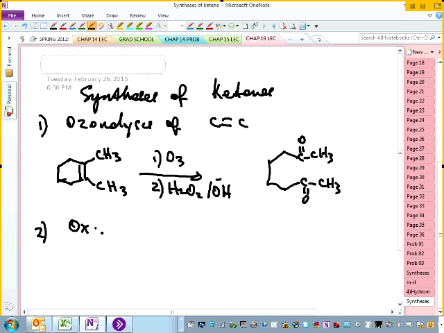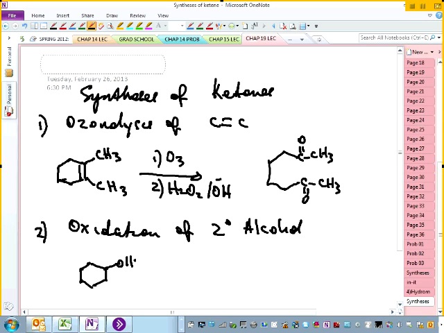Okay, we could also have oxidation of a secondary alcohol. This should also be some kind of review to all of you here. If we take a secondary alcohol, and we take, what kind of reagent do you want us to use? Which one? Can we use PCC? Yeah, we use PCC. Or we could use Dess-Martin, right? Okay. We could also use Dess-Martin.